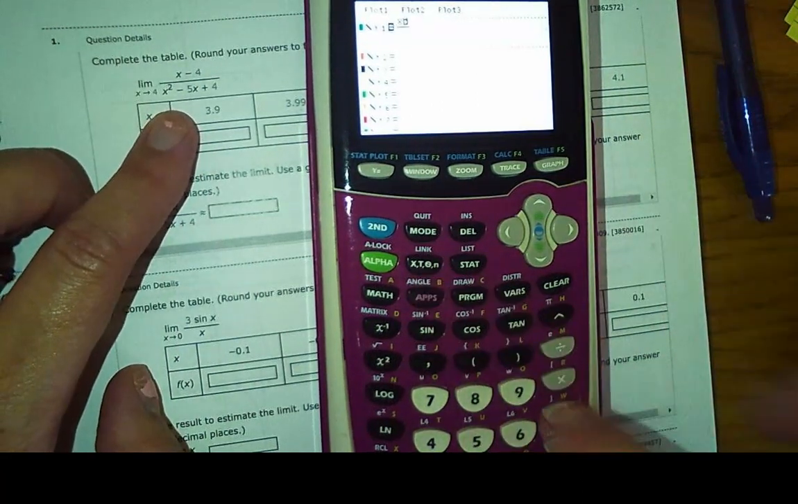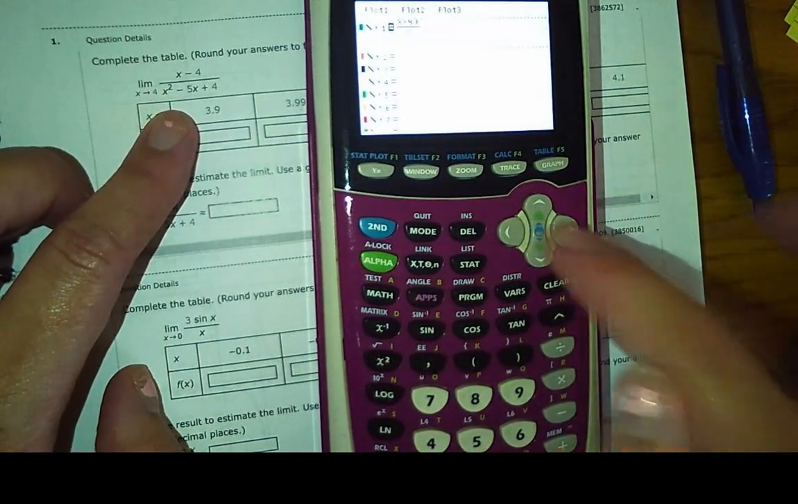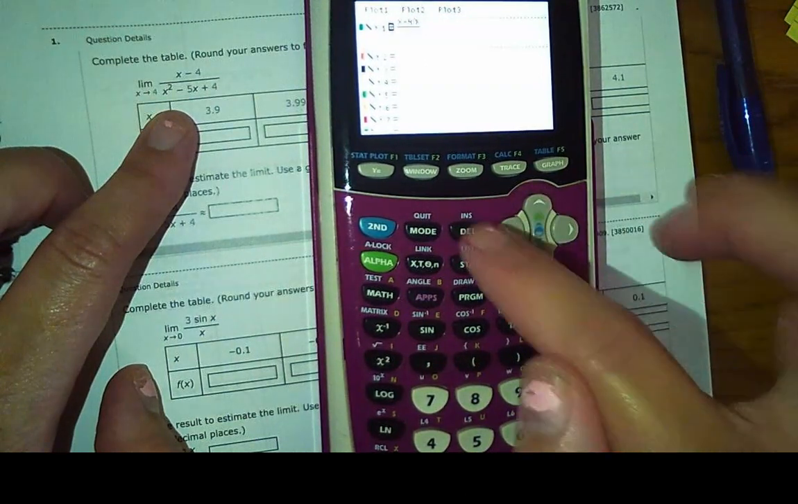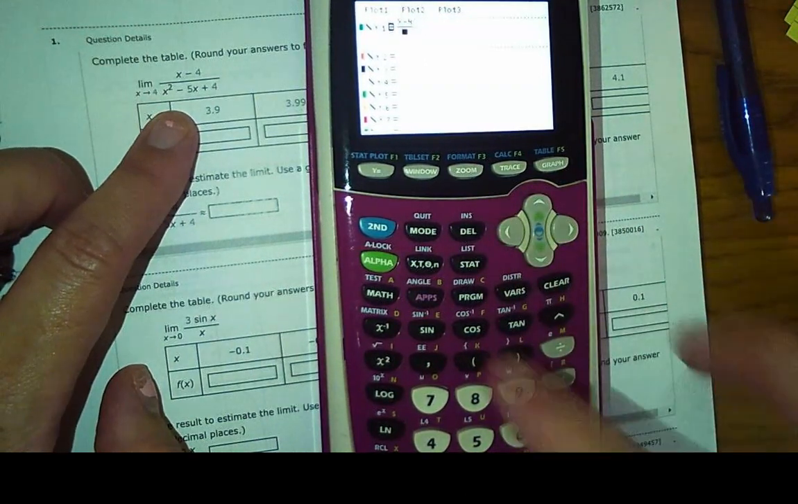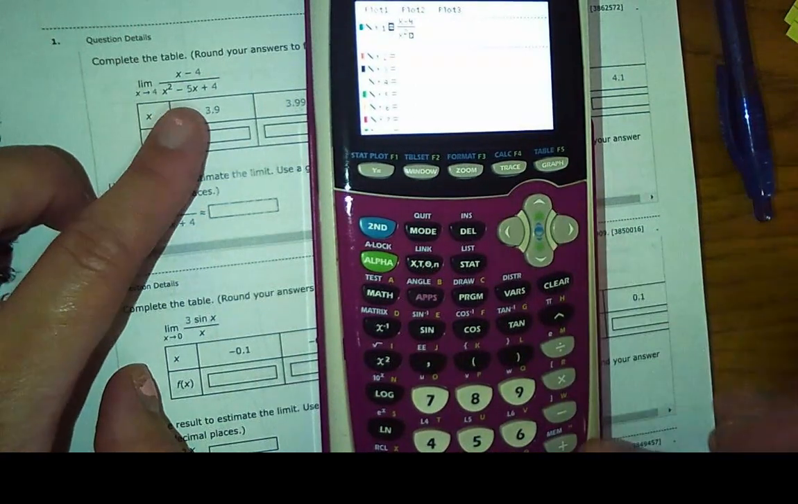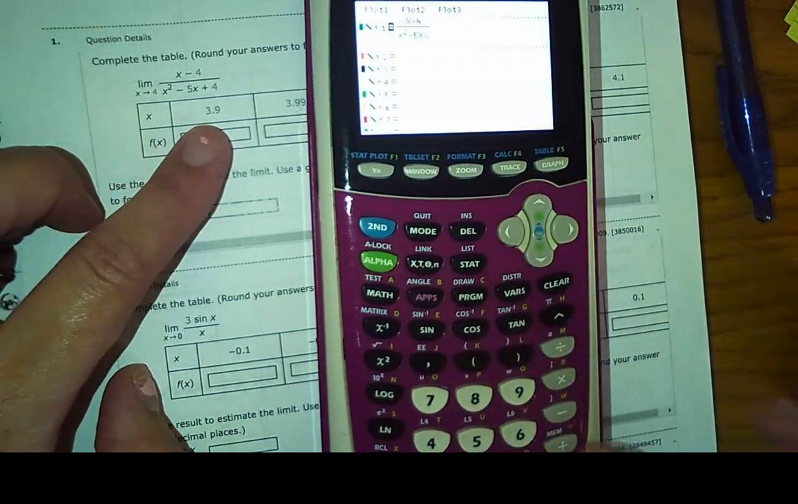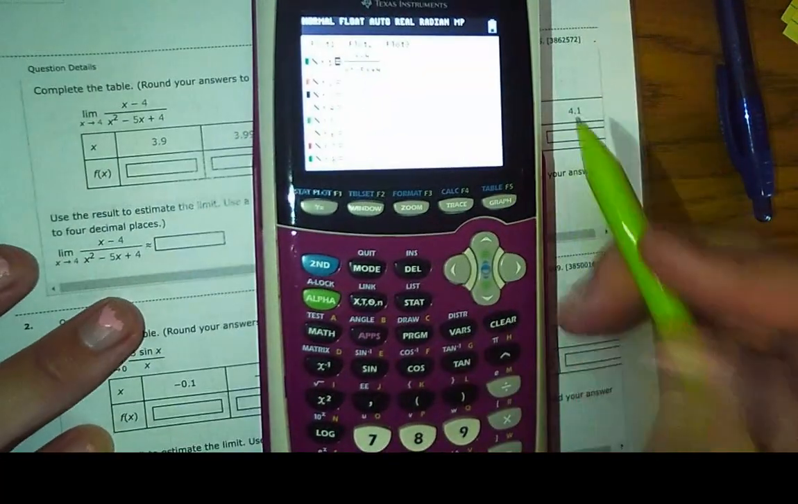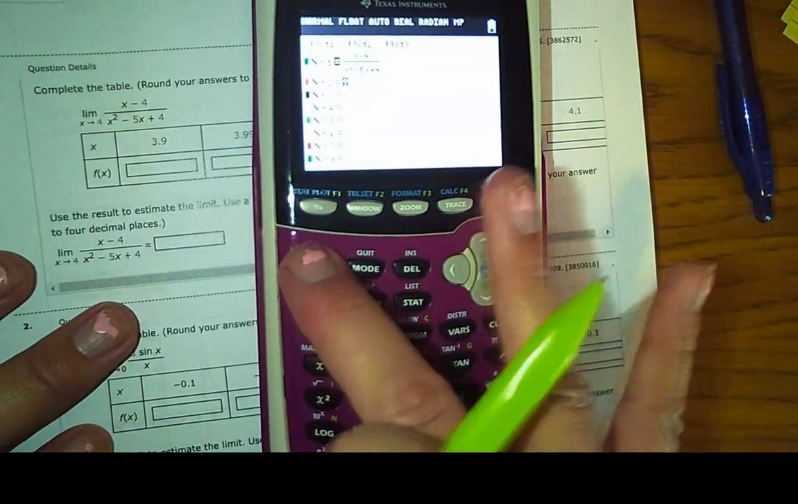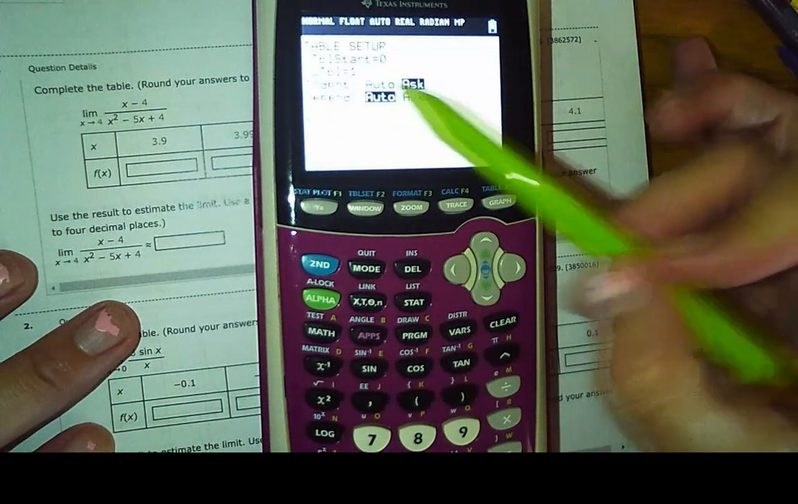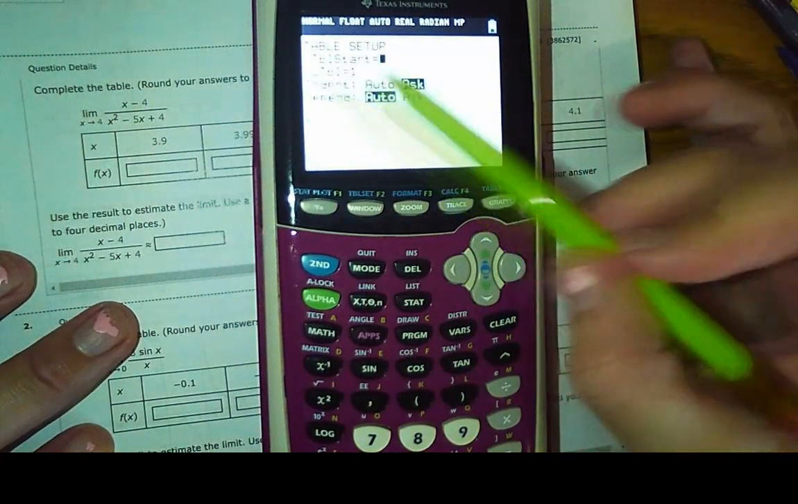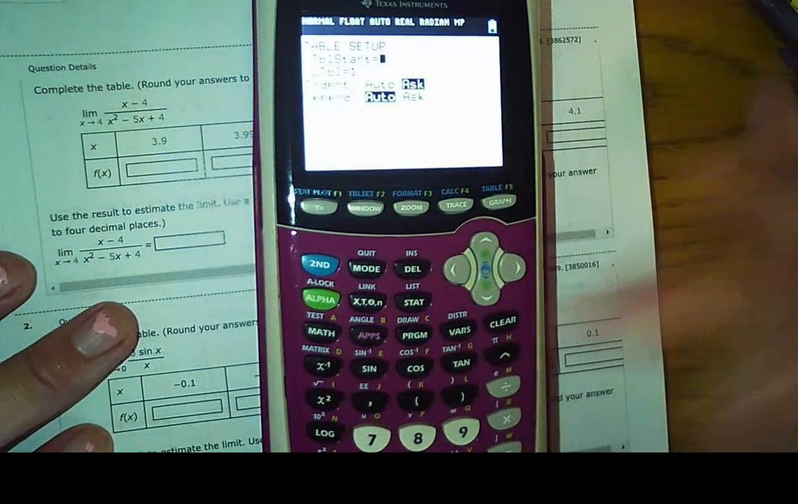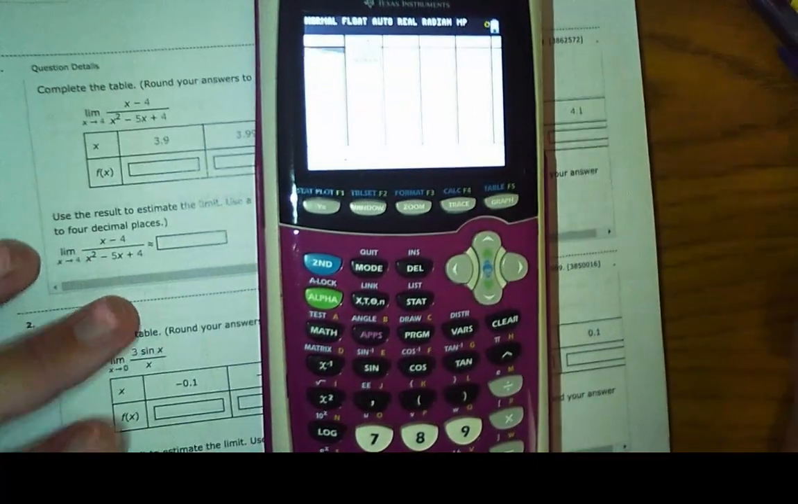So I've got x minus 4 over x squared minus 5x plus 4. Okay, so why am I putting this into my y equals? Because I can go to my table. And remember, always make sure that your table set, your independent, which is your x's, needs to be set to ask. So go to your table and then start shoving these values in.